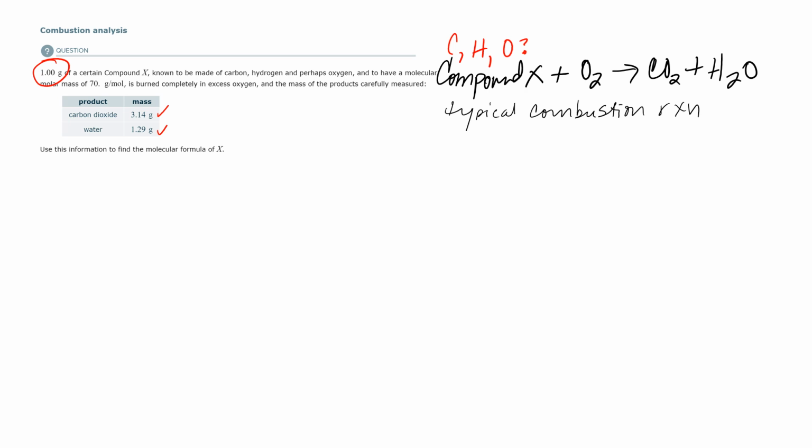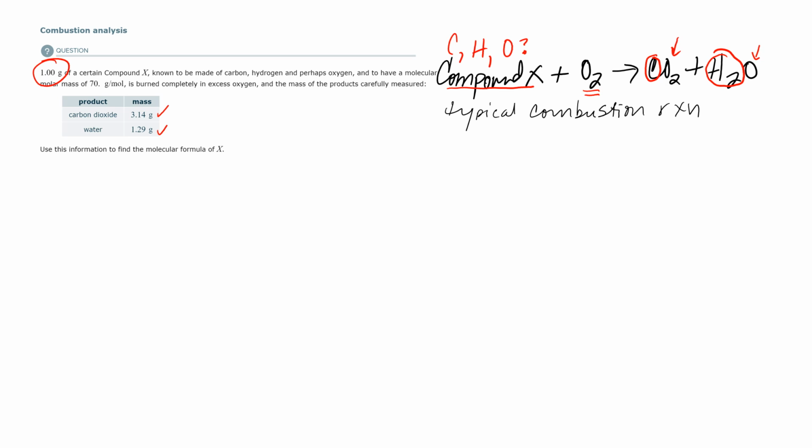If we think about what's going on in this reaction, all the carbon in the CO2 must have originated from compound X. The same goes for all the hydrogen in water. All of it must have originated from compound X because that was burnt. Oxygen becomes a little trickier because we potentially have oxygen in our compound X, but it's also being burnt in oxygen. So oxygen here and here could potentially come from 2 different sources. That's what makes this problem kind of tricky.